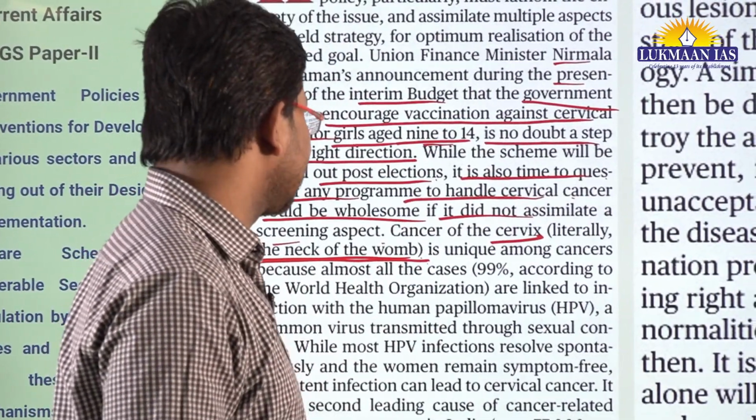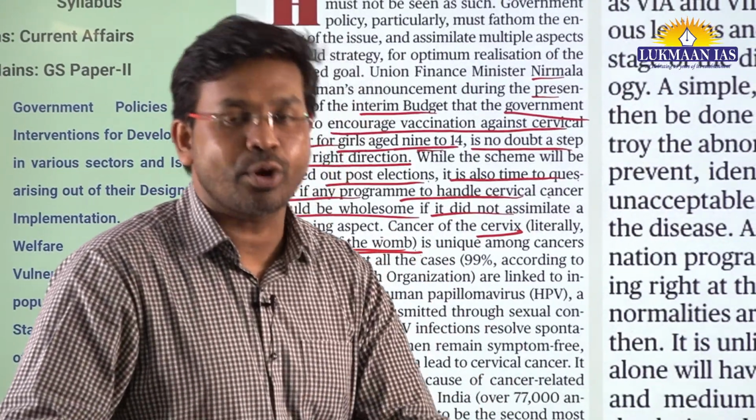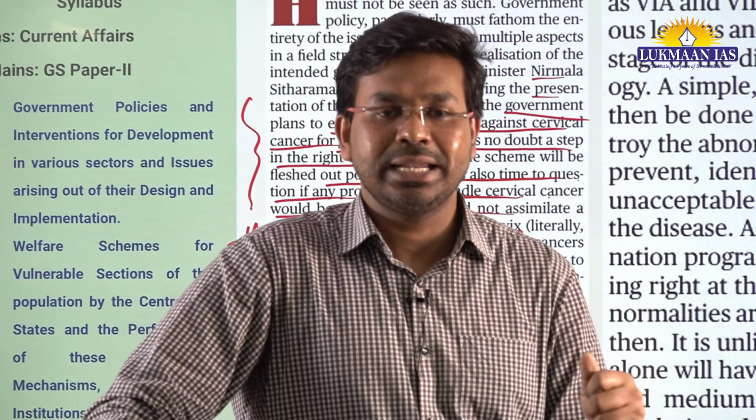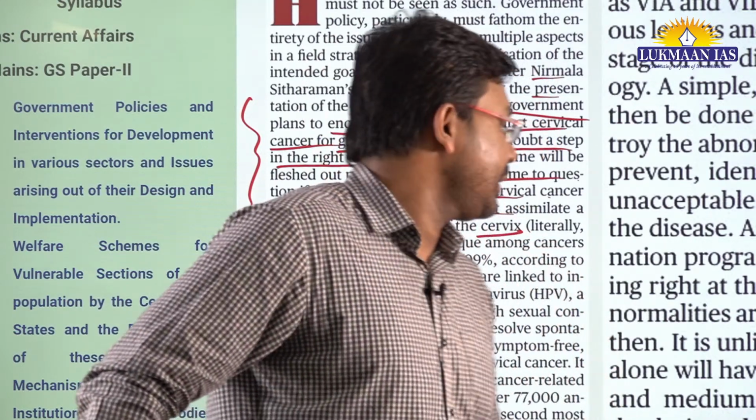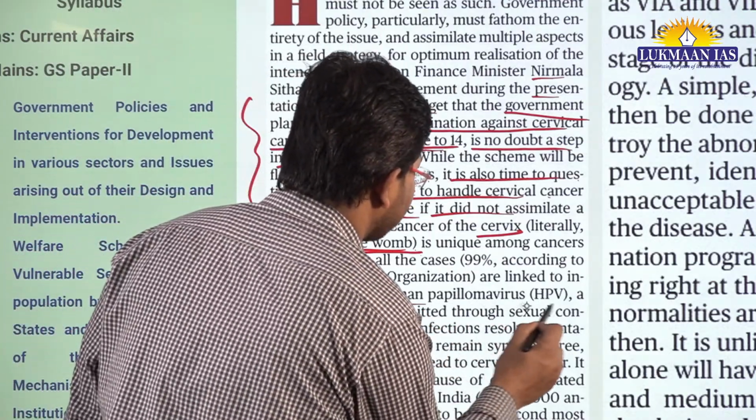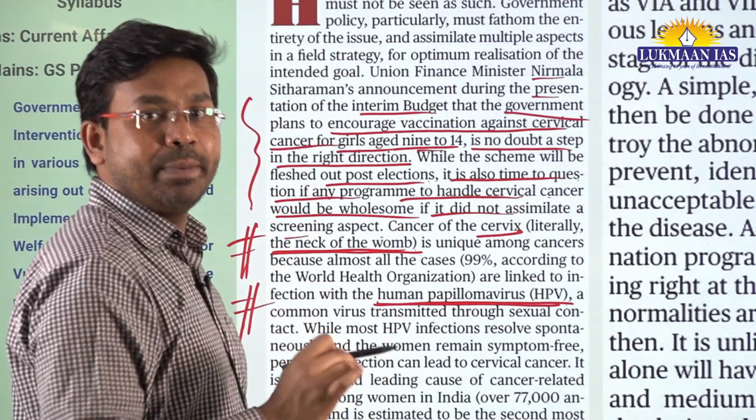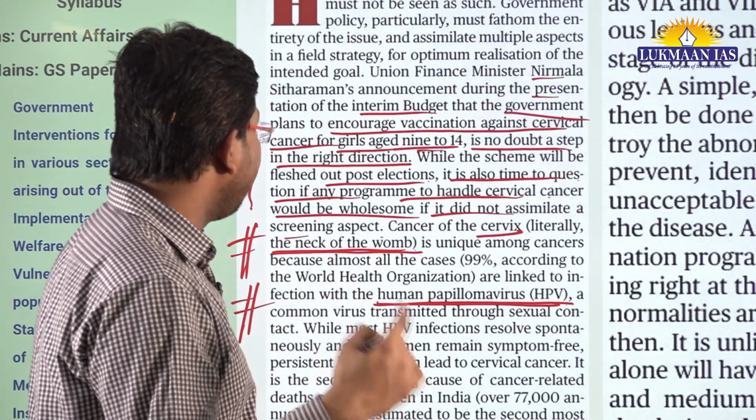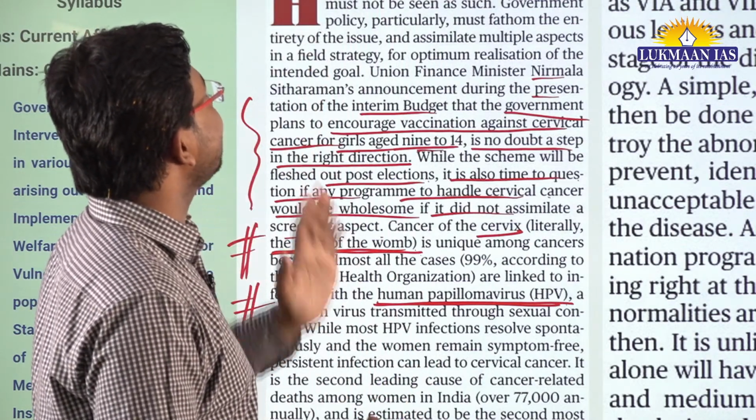And these cancers can be treated properly with very little effort by the government or by the health authorities or health agencies. So how do these cancers happen? These cancers happen because of a virus, known as the human papilloma virus, in short HPV. Because of the human papilloma virus, women may get this cervical cancer.